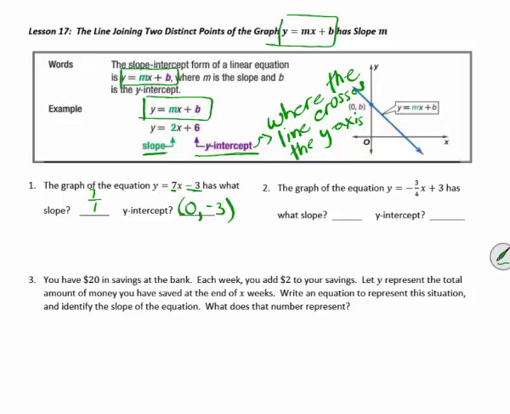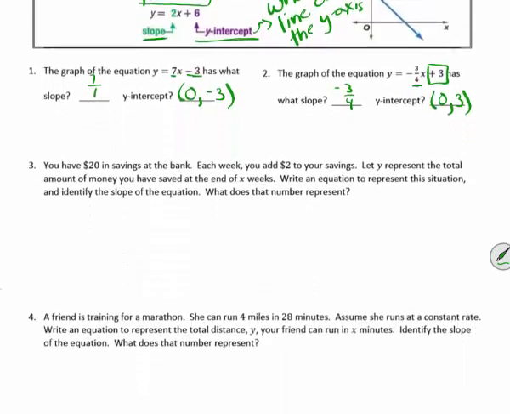Okay, well, let's try the next one. So here's my equation, y equals, so here's my coefficient, that's your slope, negative 3/4. Here's your y-intercept, so it starts with 0, and then we're going to write it as 3, because it's a positive. All right, let's try this now in terms of situations and word problems that we've talked about.